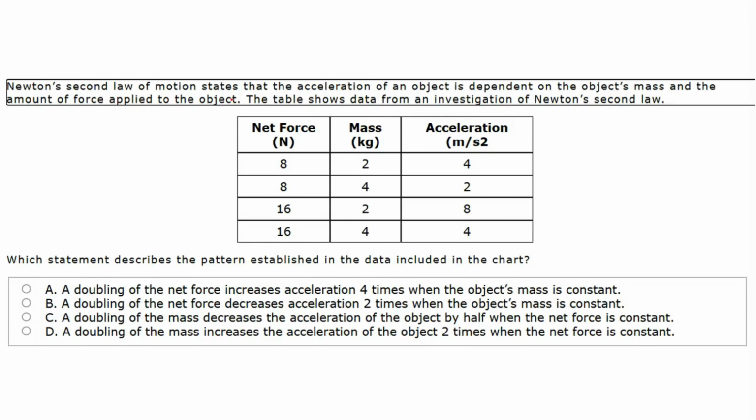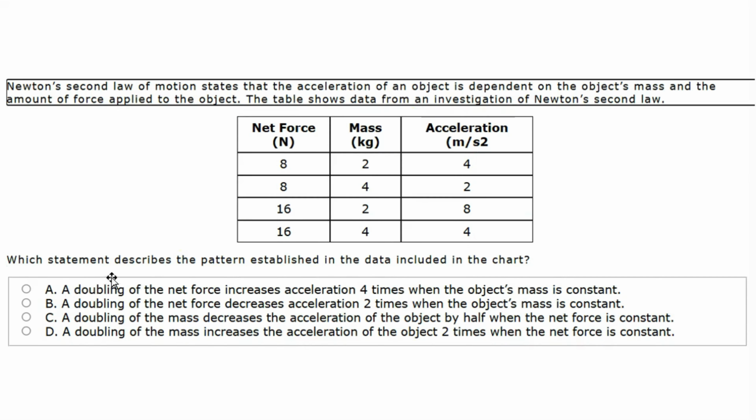Newton's second law of motion states that the acceleration of an object is dependent on the object's mass and the amount of force applied to the object. The table shows data from an investigation of Newton's second law. Here the table shows net force, this is mass, and this is acceleration.